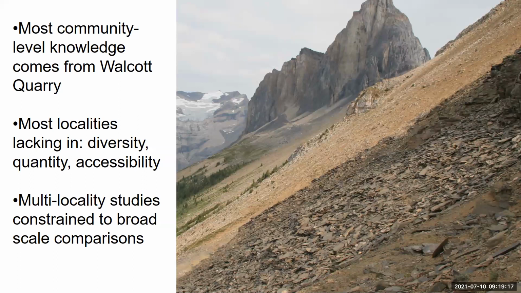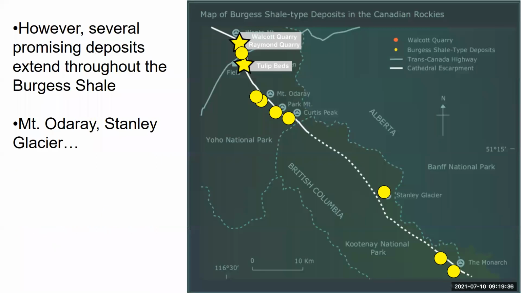And so multi-locality studies of the Burgess Shale have historically been mostly constrained to broad scale comparisons, like how does the Burgess Shale overall compare to Xinjiang overall? Very valuable questions to ask, but fairly coarse grained in terms of the comparisons that you can make at that level. And so on this map here, you can see yellow circles denoting a number of other Burgess Shale type localities that are known of varying quality.